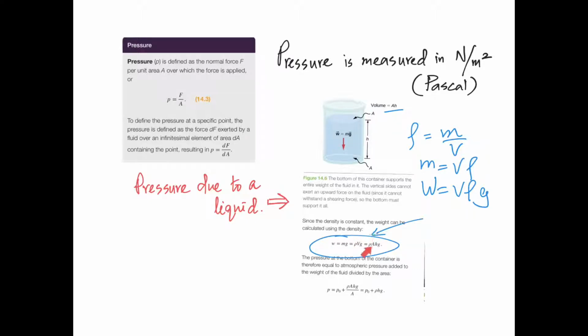This weight is acting on this area, and the weight here is the force. Therefore, to find the pressure, all we need to do is divide the force by the area. The force is the weight, which was rho A h g, divided by the area. The areas cancel, and so you get the pressure exerted as rho h g.